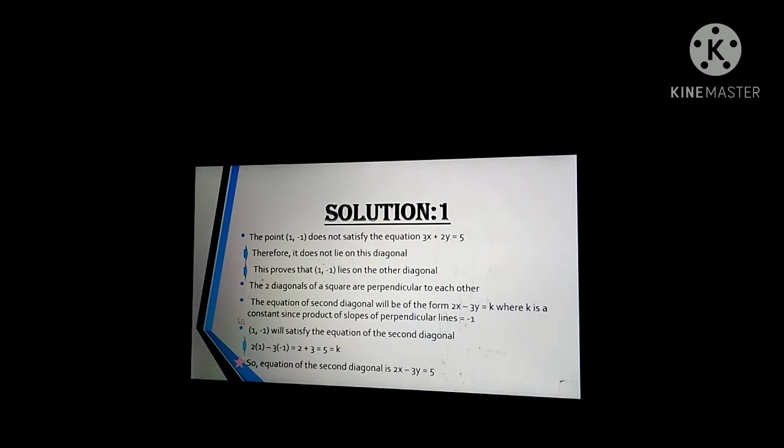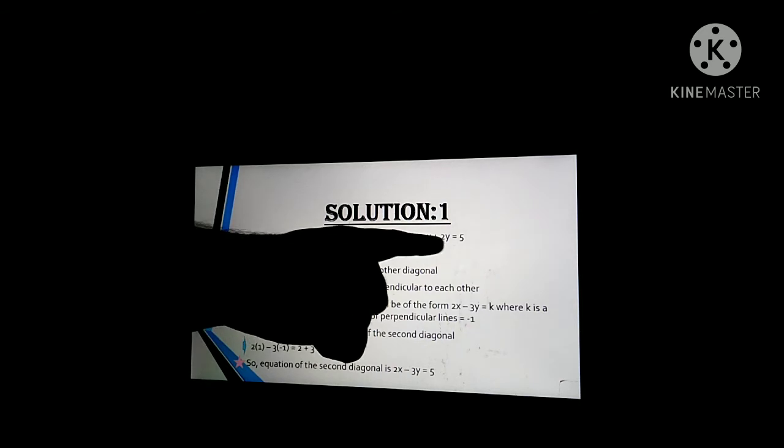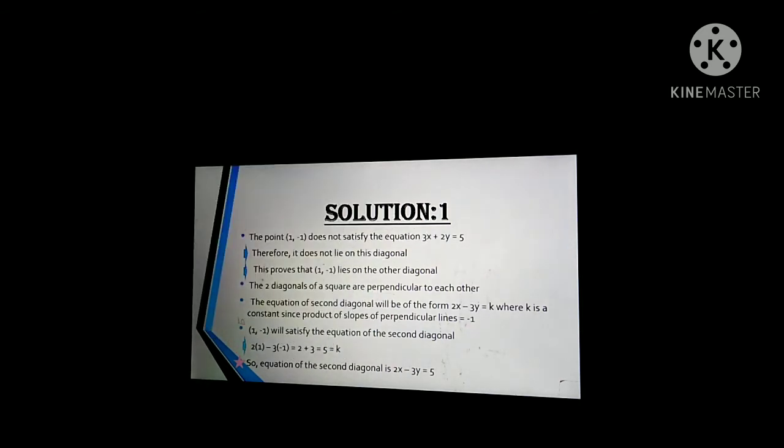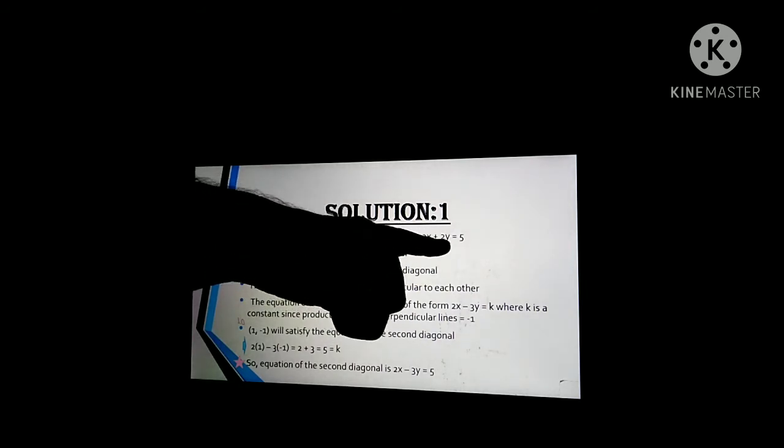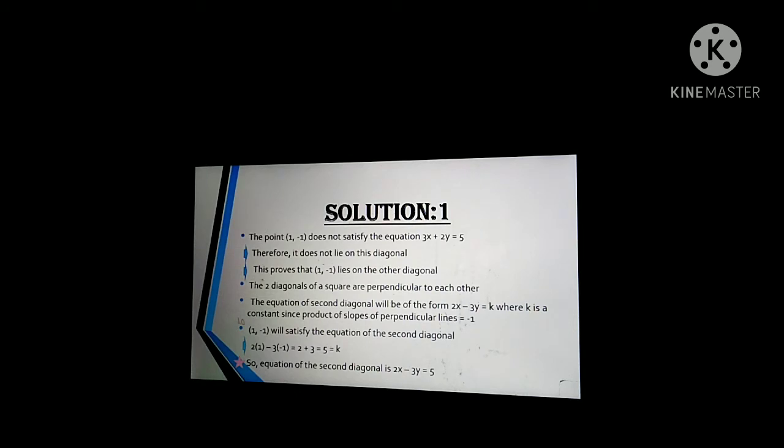for the first question. In this, it is saying that the point (1, -1) does not satisfy the equation 3x + 2y = 5. Because if we substitute x = 1 and y = -1, we get 3 - 2, which is 1. So that is not equal to 5.